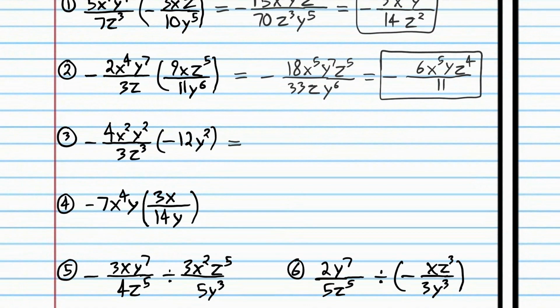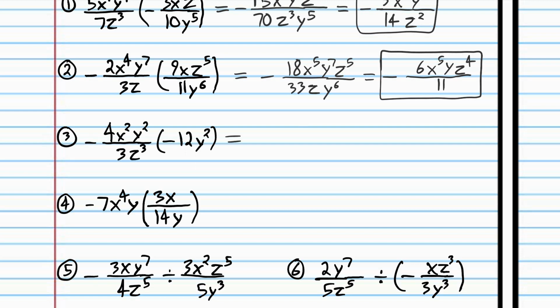Alright, let's try number 3. Now number 3, let's do that one together. So I'm just going to rewrite negative 12y to the 2nd, but I'm going to write it as over 1. Because remember, this looks like a whole number term, so you just write it over 1. And then you just multiply like normal. So we don't really have a lot of room to do that. So instead of rewriting it, I'm just going to go ahead and multiply it. But again, just be aware that you can write negative 12y squared as over 1.